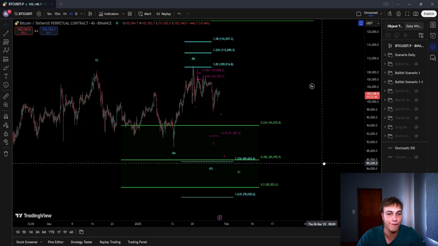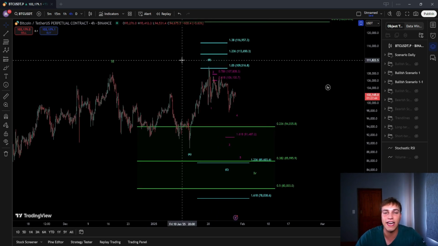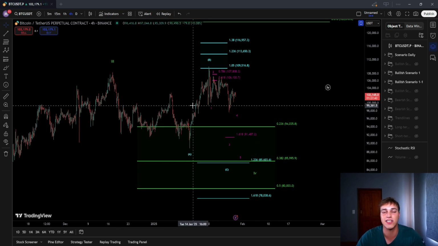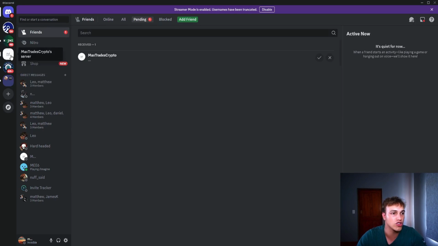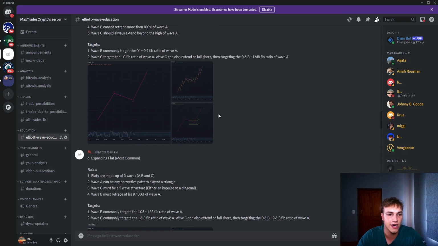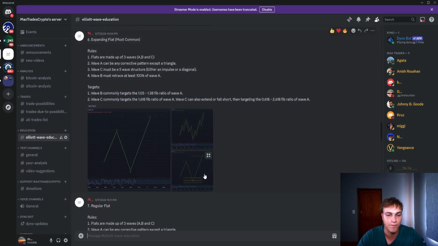This is on the 4-hourly time frame currently. So in a wave 4, we can have multiple things, but one of them that is occurring on the chart at the moment is something called an expanding flat. If we go over to our Discord channel and I look at our educational page, we can see here that an expanding flat is this one over here.